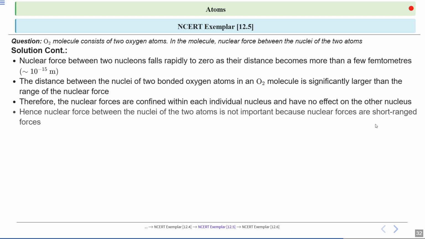They keep the protons and neutrons together inside one nucleus, but they don't have any effect on the other nucleus in the molecule. So in summary, the nuclear force between the nuclei of two oxygen atoms is not important here, because nuclear forces are short ranged. Only forces that can act over larger distances, like electromagnetic or electrostatic forces, matter between the nuclei in a molecule.